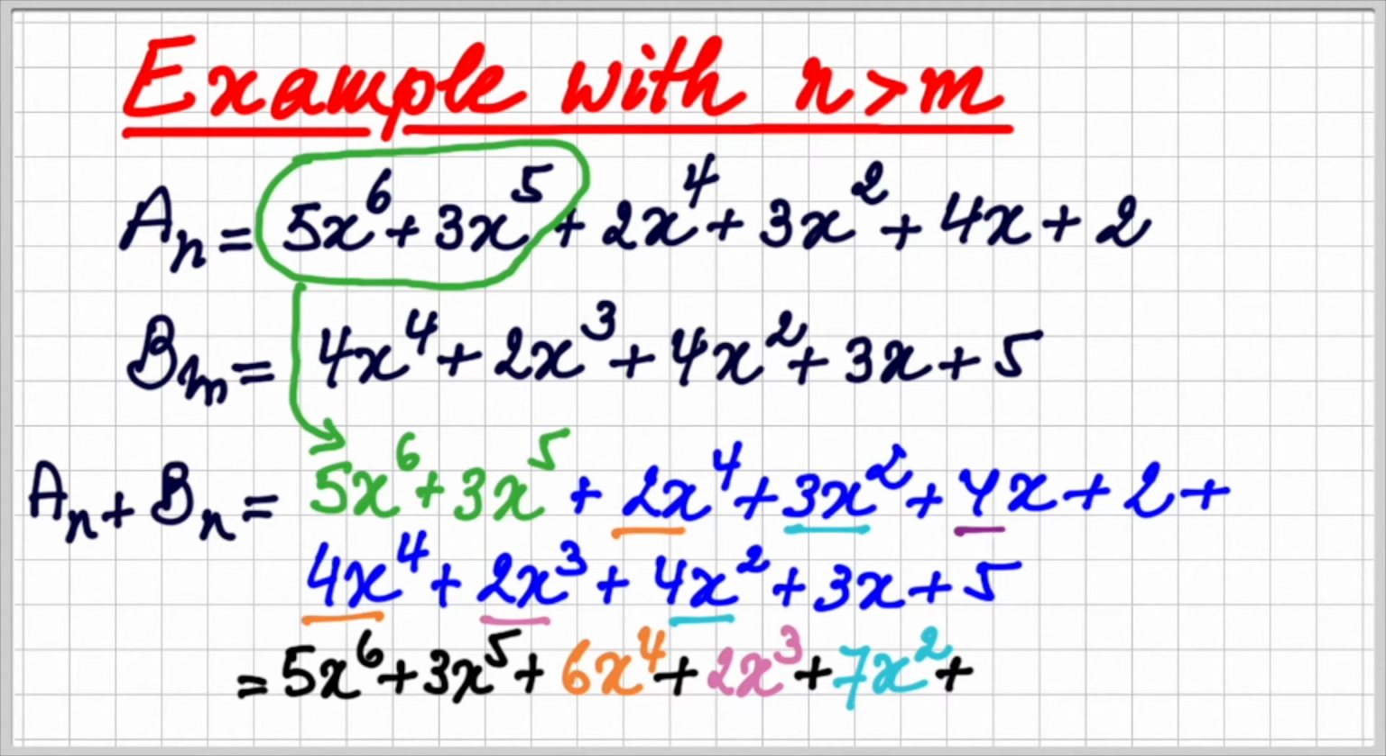And now we look at the two terms in x. We have 4x plus 3x, which gives us 7x. And the last terms are 2 and 5. So we add 2 plus 5, which is equal to 7. So basically this is the example of a sum of two polynomials where the order of the two polynomials is different.